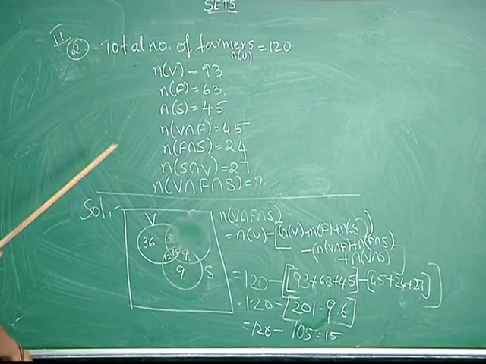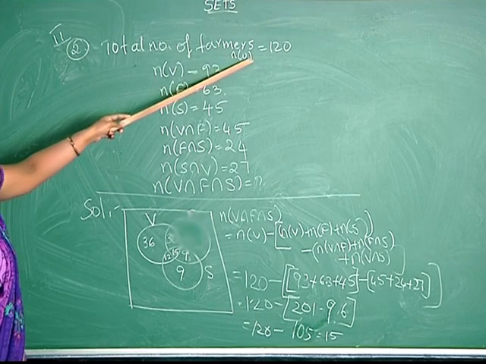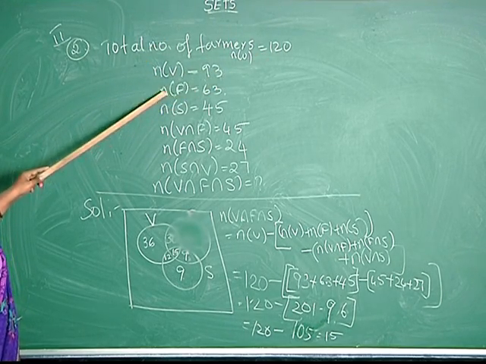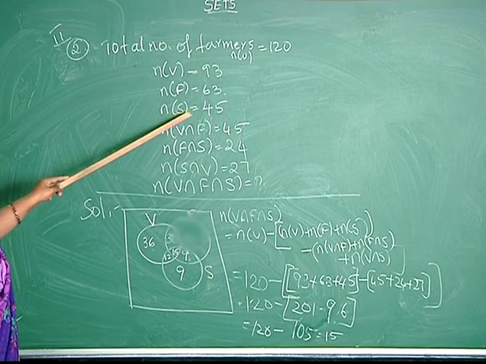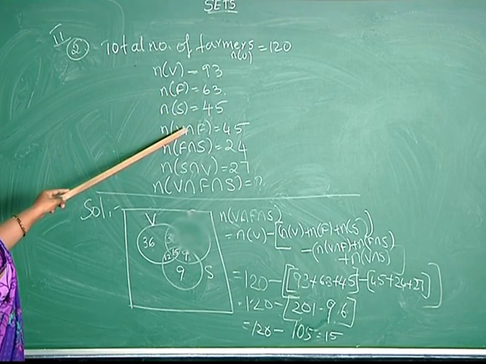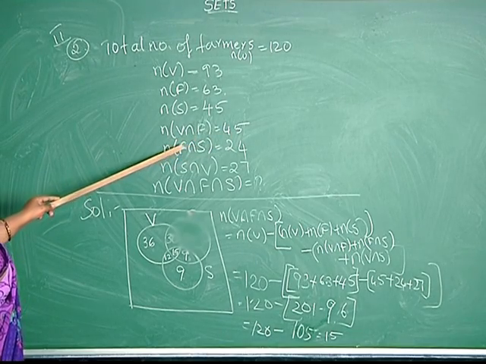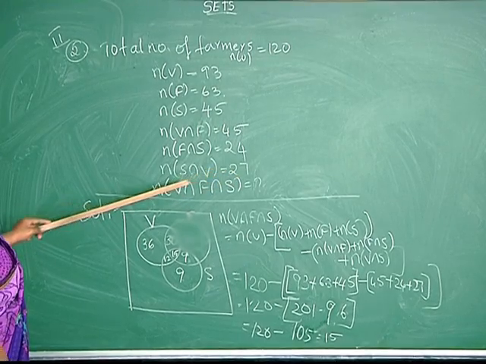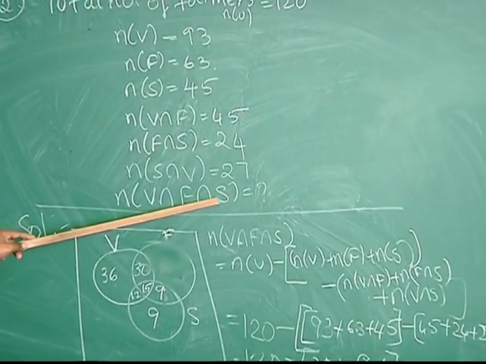So let us take the total number of farmers in a village as 120. The number of farmers who grow vegetables is 93, flowers 63, sugarcane 45. Vegetables and flowers 45, flowers and sugarcane 24, sugarcane and vegetables 27. Now we need to calculate how many will grow all the three.